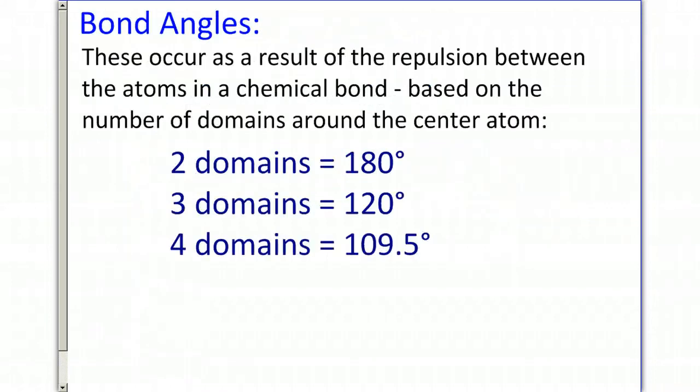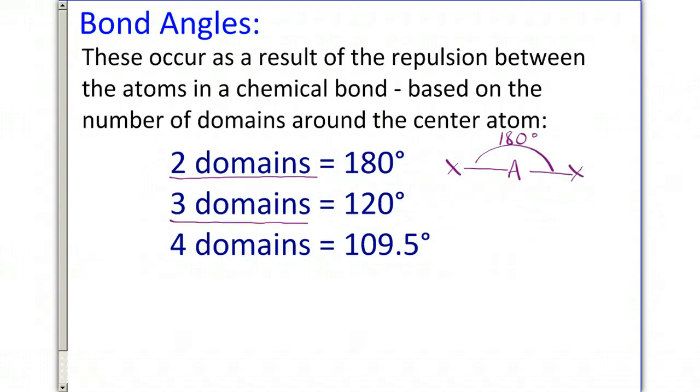First of all, bond angles result from the repulsion between the atoms in a chemical bond, and it's based on the number of domains that are around the center. So if there are two domains, which means you have a linear molecule, which would look something like this, the bond angle that's formed around the center atom is 180 degrees. If there are three domains, then you have a trigonal planar shape, and the bond angle around the center atom is going to be 120 degrees.